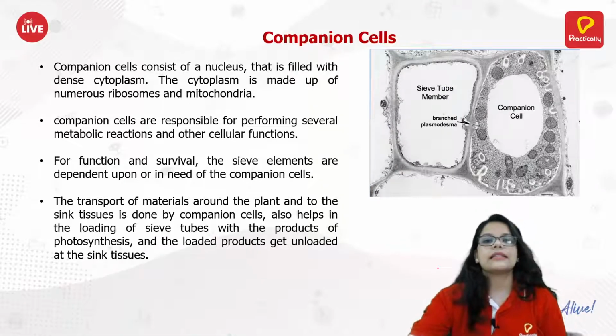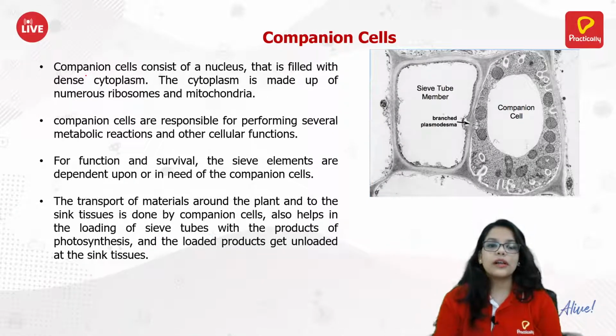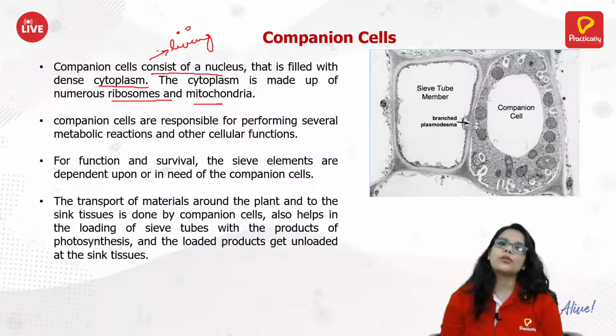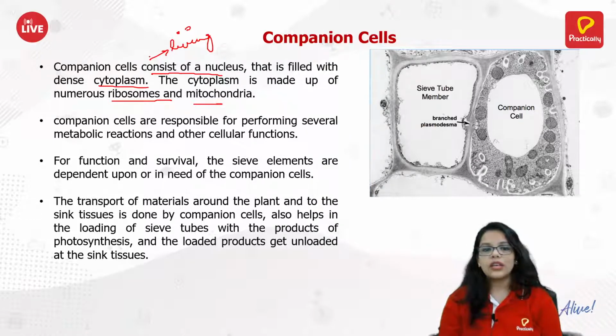Next is the companion cells. The companion cells consist of a nucleus filled with dense cytoplasm, and the cytoplasm is made up of numerous ribosomes and mitochondria. So they are living, of course, because they have the protoplasm, nucleus, mitochondria, ribosomes and everything. They are responsible for performing several metabolic reactions and other cellular functions. So the major act in a companion cell is the metabolic reaction.